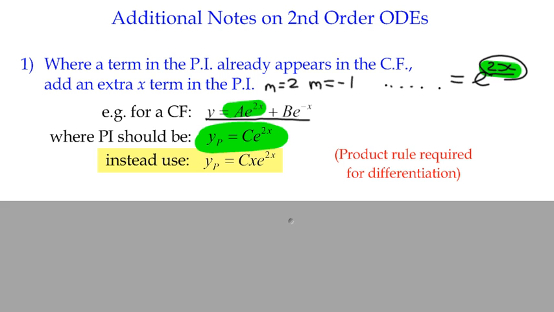So we can do the same idea here. Instead of our particular integral being c e to the 2x, we're actually going to multiply that term by x, and so we're going to use cx e to the 2x as our solution. And what that does is it keeps our particular integral a different form of solution to the matching one that we've got in the complementary function. Next example has got a bit of that going on, and you'll be able to see it being used.